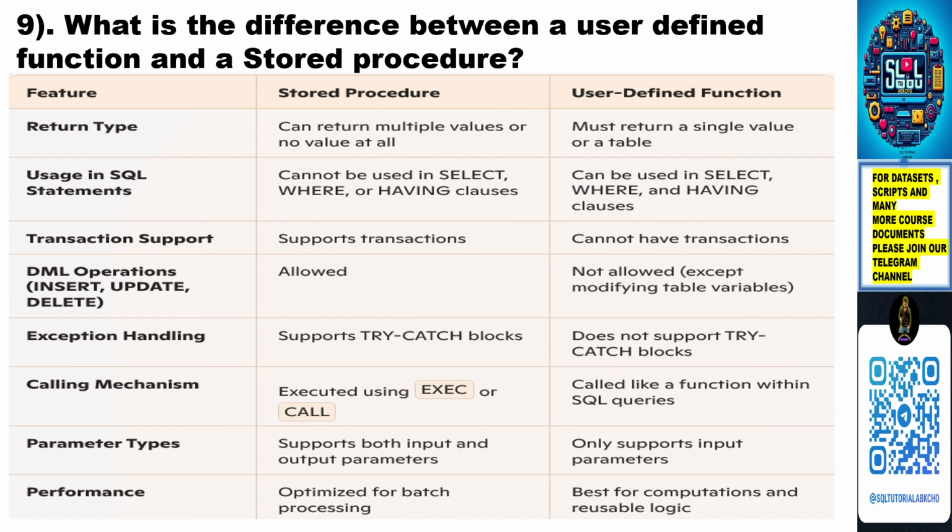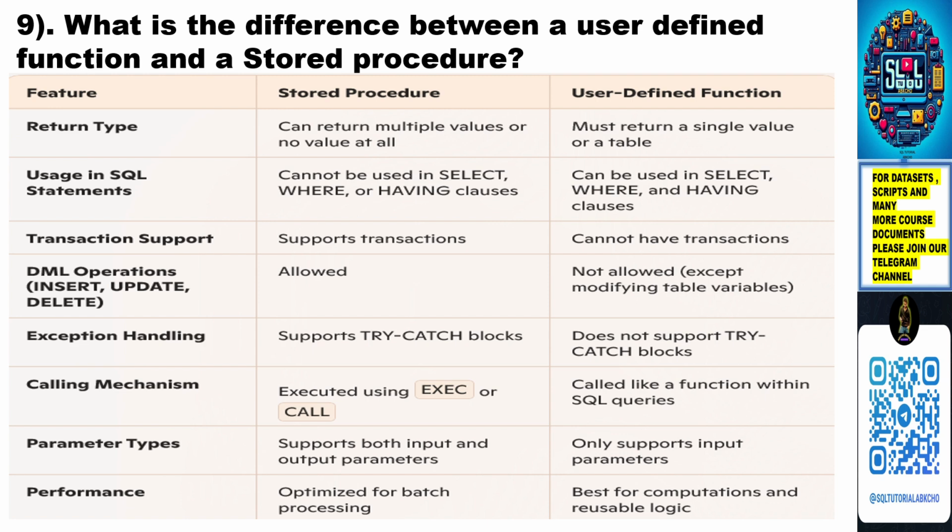Second point, usage in SQL statements. A stored procedure cannot be used in SELECT, WHERE or HAVING clauses, whereas a user defined function can be used in SELECT, WHERE and HAVING clauses. According to transaction support, stored procedures support transactions, whereas user defined functions cannot have transactions. According to DML operations, insert, update and delete, stored procedures allow them, whereas user defined functions do not, except for modifying table variables. Exception handling: stored procedures support TRY CATCH blocks, whereas user defined functions do not support TRY CATCH blocks.